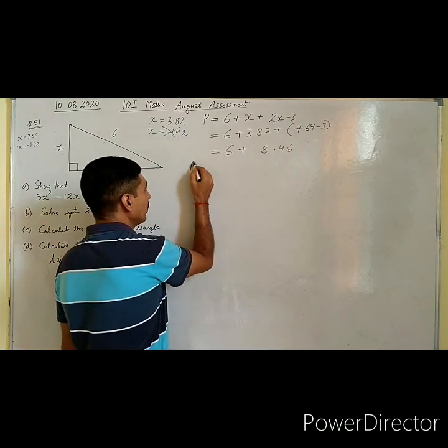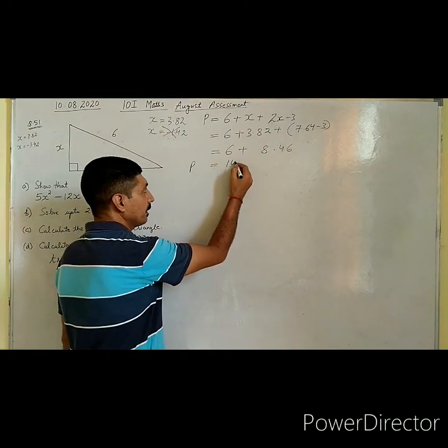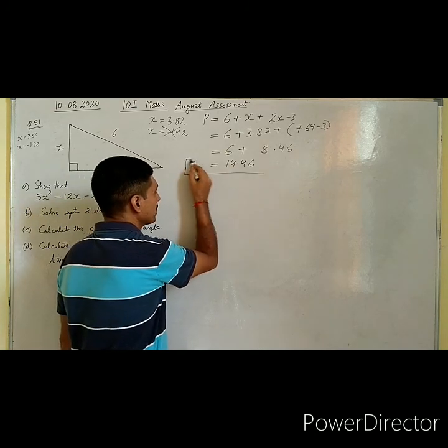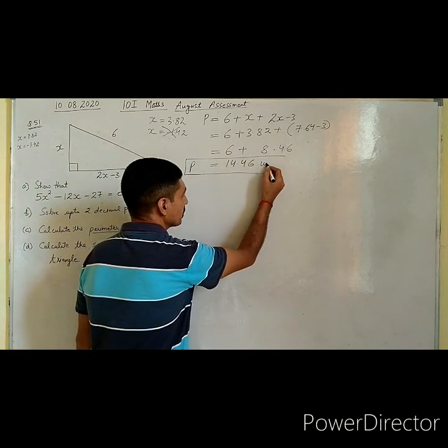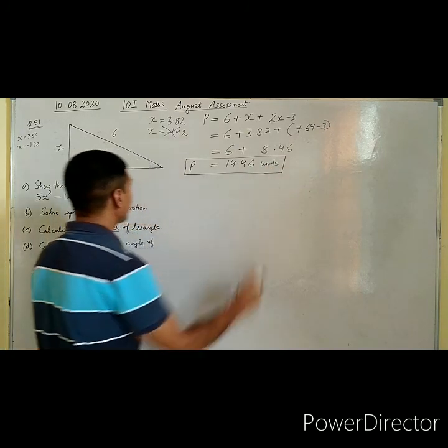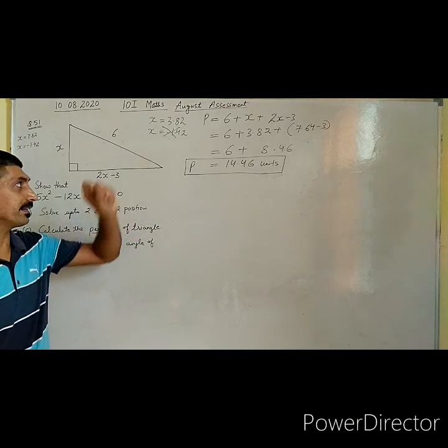So the perimeter of this triangle is 14.46 units, right? If it is in meters, then the unit is meters. This is the perimeter of this given triangle. So we have calculated the perimeter.